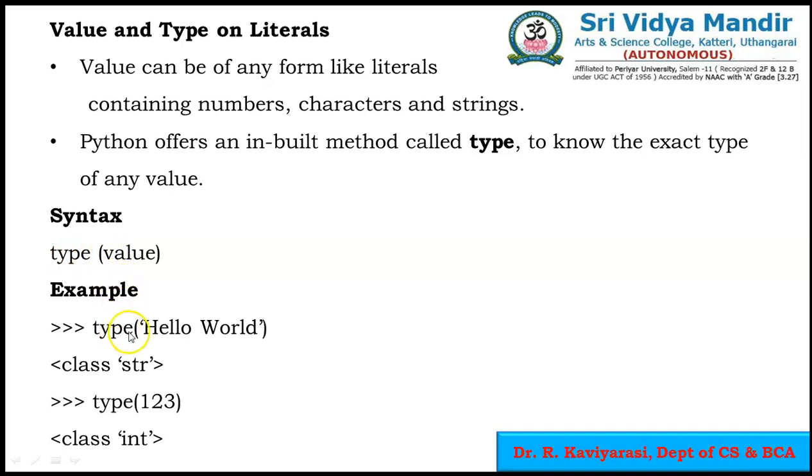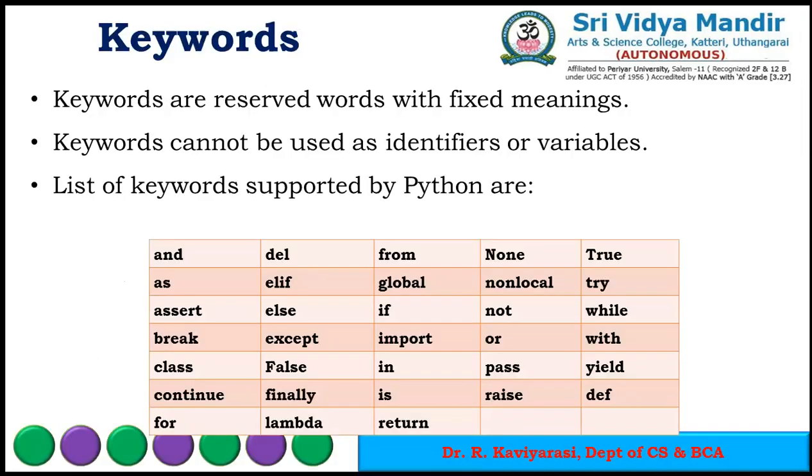Example, type within brackets, we have to give within single quotes. If you provide hello world, the output of this type function is class string. That means hello world is of type string. If you provide type of 123, then the result will be int. So the type of 123 is integer value. So type is the built-in method which is used to find the type of the value that we are using in the program.